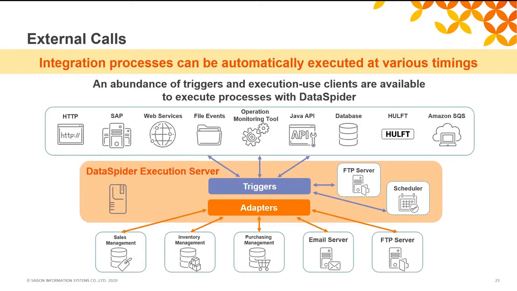You can control the execution time of the created integration process. This is called trigger. You can flexibly set up the execution schedule, such as specific time of every day, every 10 minutes, or only when the database is updated. It is also possible to set up an action from outside as a trigger. For example, setting up DataSpider to be launched when a specific URL is clicked, and processing will start when a file is created or when an operation monitoring tool such as JP1 is integrated with.